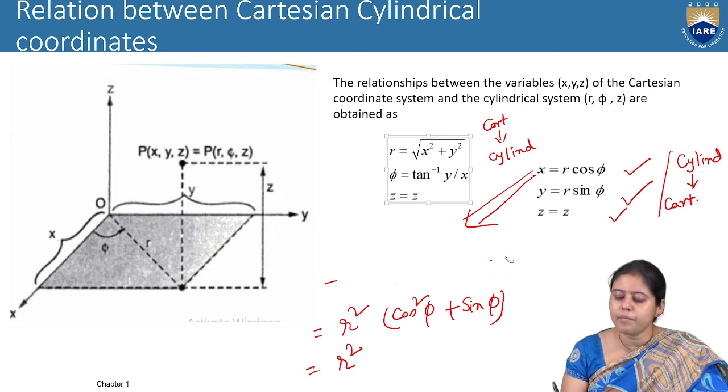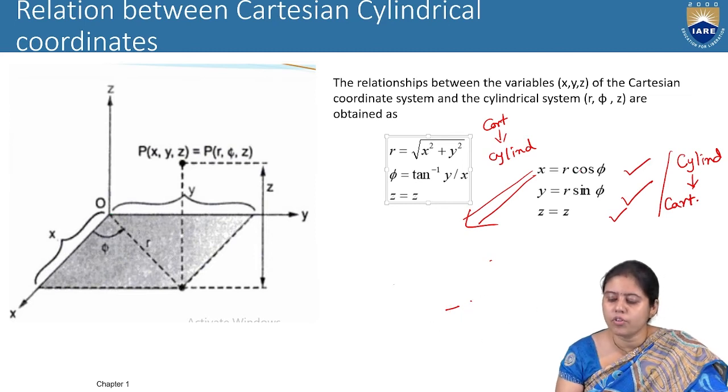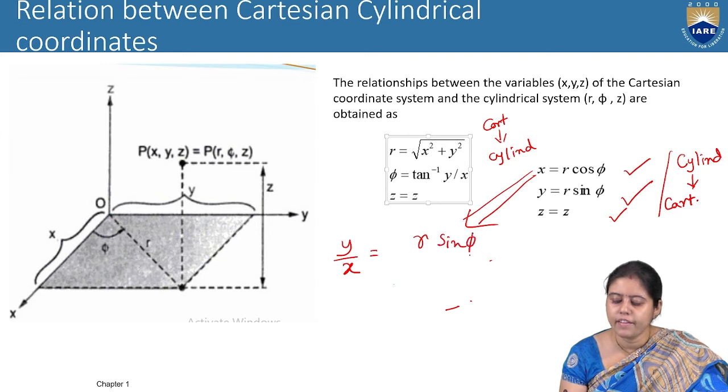Now if we think about the angle, what is the angle? We know cos, we know sin. So y by x is equal to R sin phi by R cos phi.